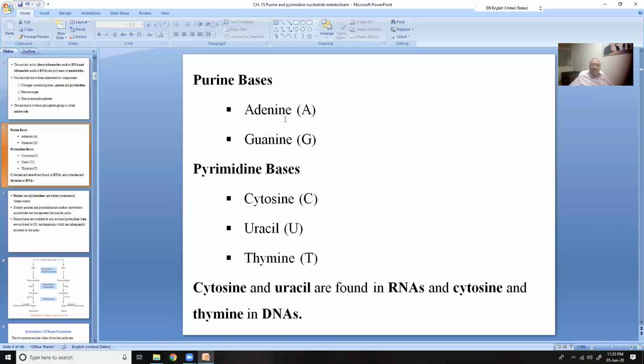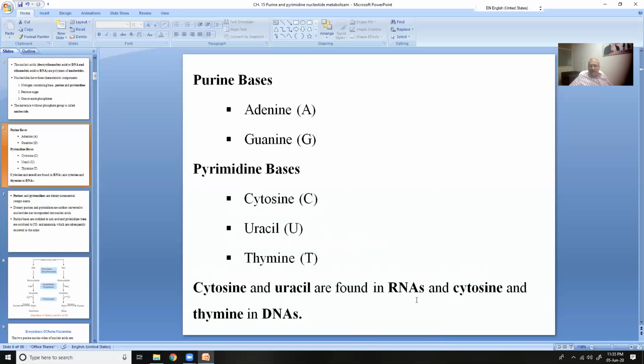These are the purine bases. Adenine and guanine are purines. Cytosine, uracil, and thymine are pyrimidine bases. You can remember: purine is a small name, but the structure is big. Adenine and guanine have two rings. Pyrimidine is a big name, but you get small bases. Cytosine has a single cyclic structure. Uracil is also like that, and thymine is the same.